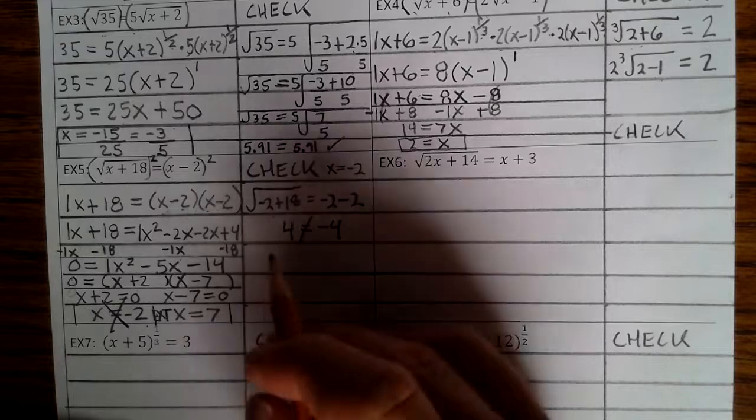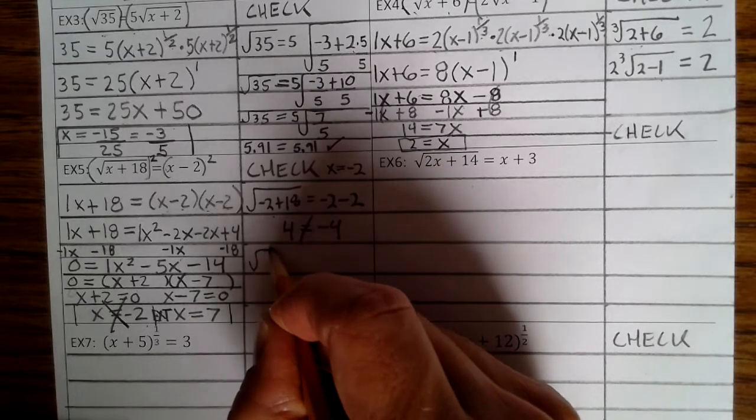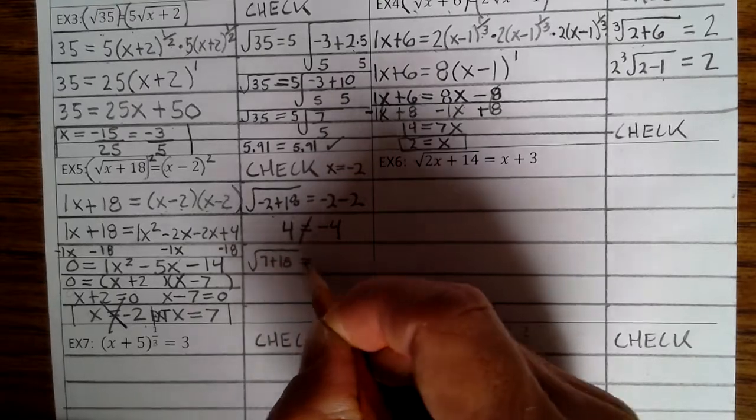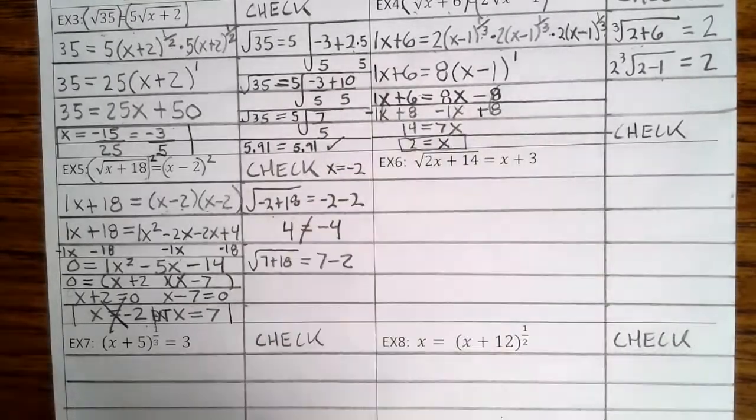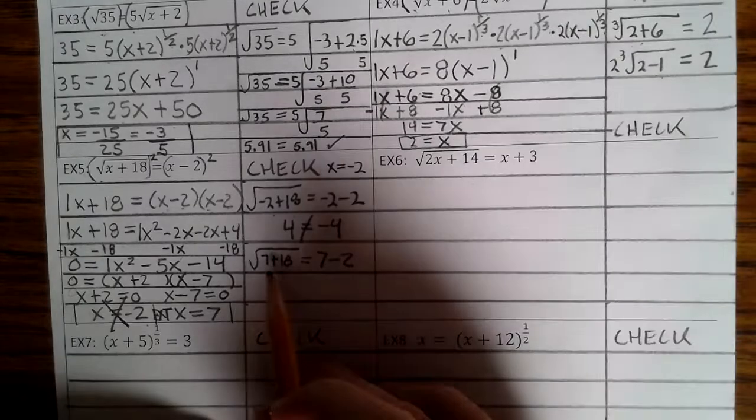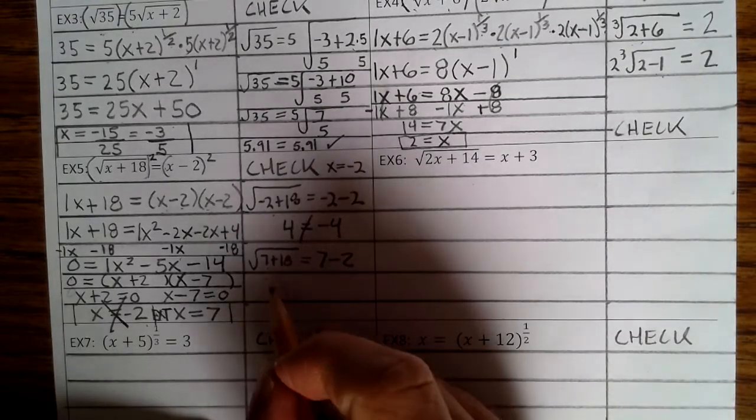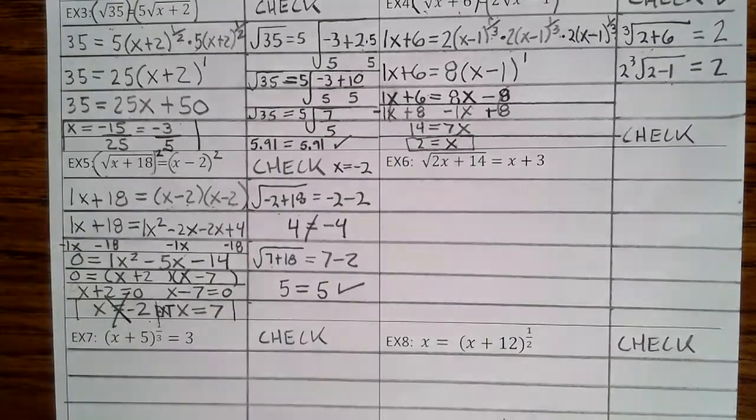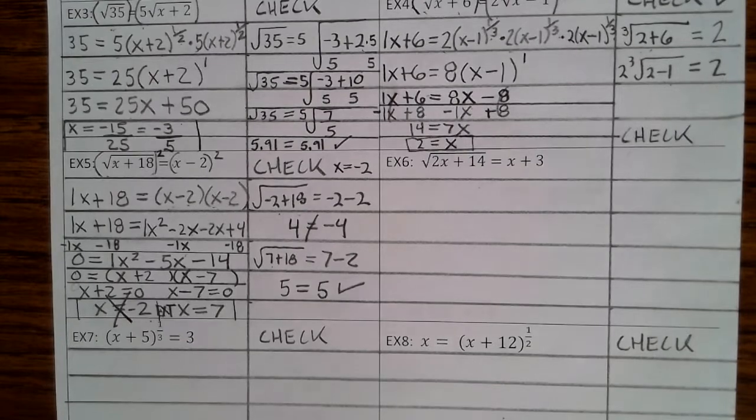Okay, now let's check 7. So that's the square root of 7 plus 18 equals 7 minus 2. Okay, so 7 plus 18 is 25. Square root of 25 is 5. 7 minus 2 is 5, so this checks. Okay.